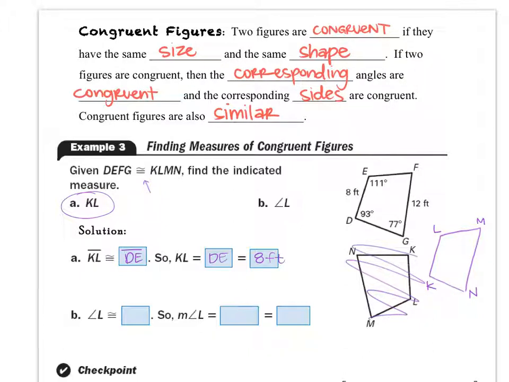We can also do the same when we're talking about angle measurements. So angle L is congruent to angle E. They are in the same corresponding or relative position, which means the measure of angle L has to equal the measure of angle E. Just a quick side note there, when it has that M in front of the angle sign, that means the measure of angle L instead of just angle L. Since angle E is 111 degrees, I know the measure of angle L must also be 111 degrees.